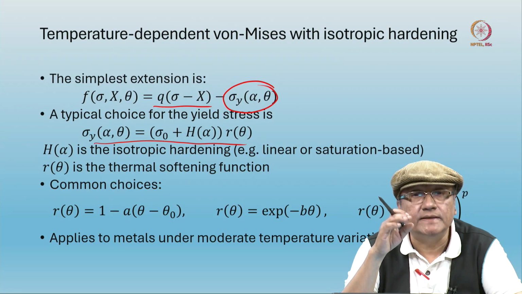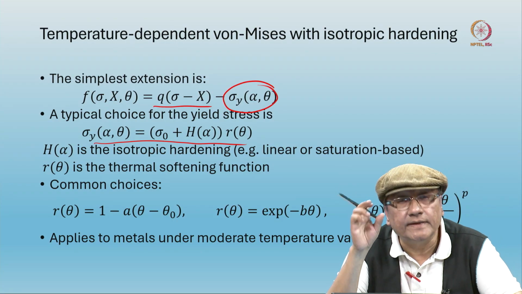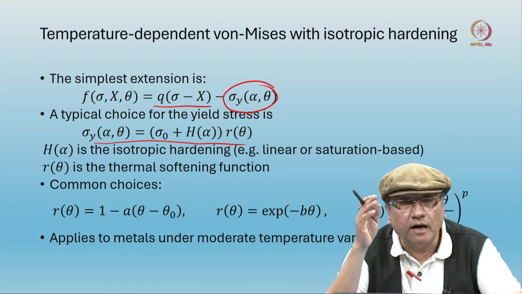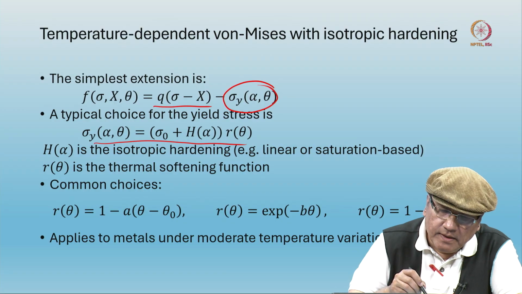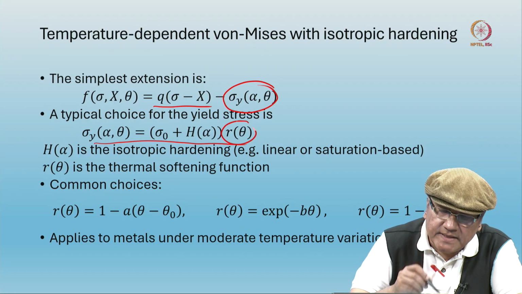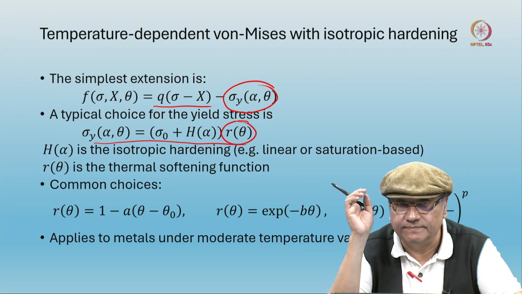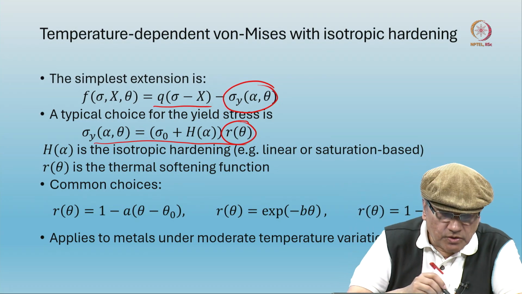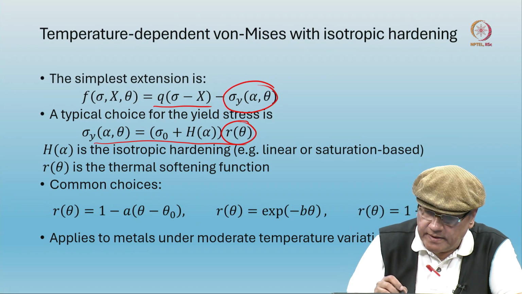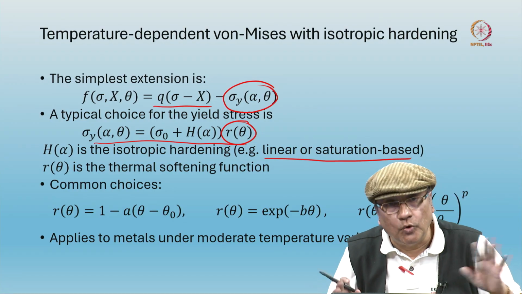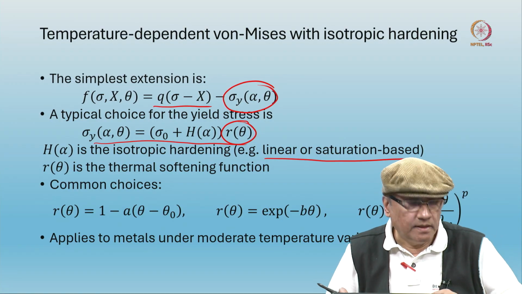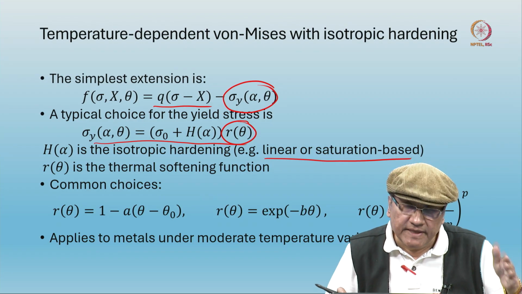So, H alpha is basically the hardening part, the isotropic hardening contribution to sigma 0, and the whole thing is multiplied by some temperature dependent r theta. So, H alpha is the isotropic hardening, it can be linear or saturation type hardening. We have discussed both these hardening types earlier. If you do not recall, please go back.